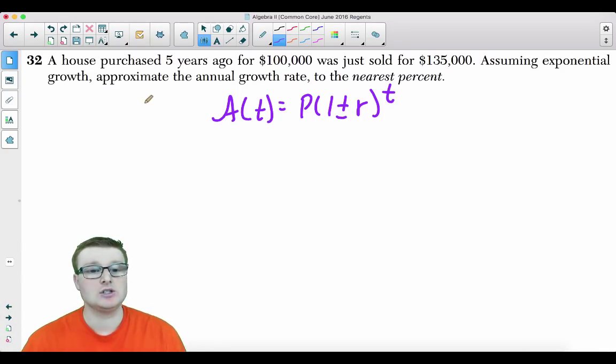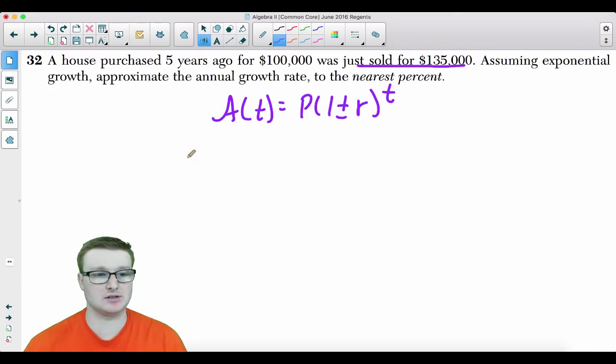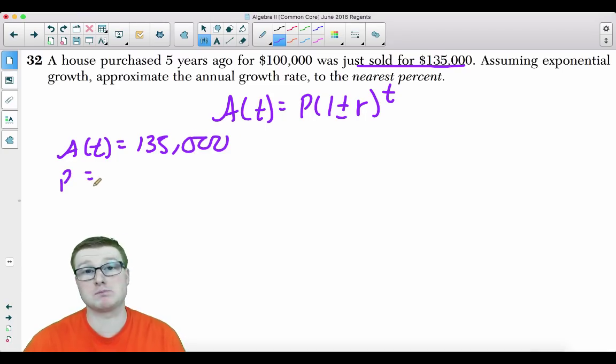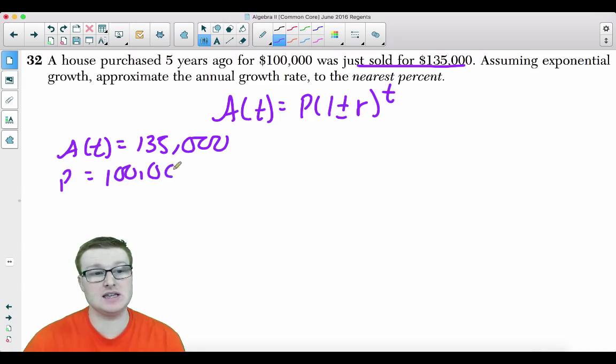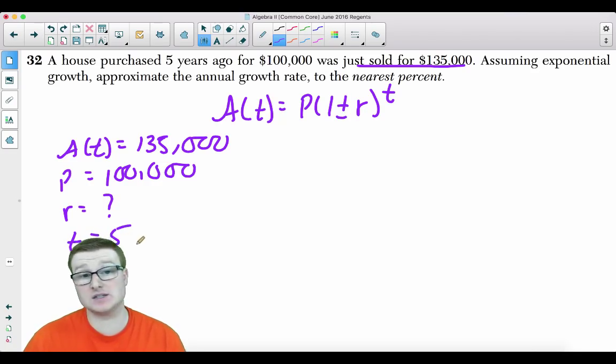Let's do it. So, it was just sold for $135,000. So your A of t is $135,000. Your P value, which is the principal, is $100,000. That was the initial purchase amount. The rate is what we're trying to find. The t is 5 because it's 5 years.